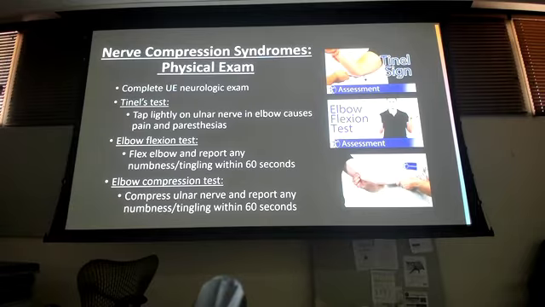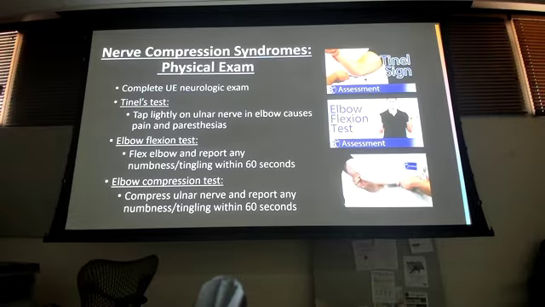Okay, so what's important for physical exam? Complete upper extremity exam to include special testing. Tinel's test, Tinel's test, Tinel's test. You guys learned this already, right? In clinical skills? Not yet? Okay, all right, good.